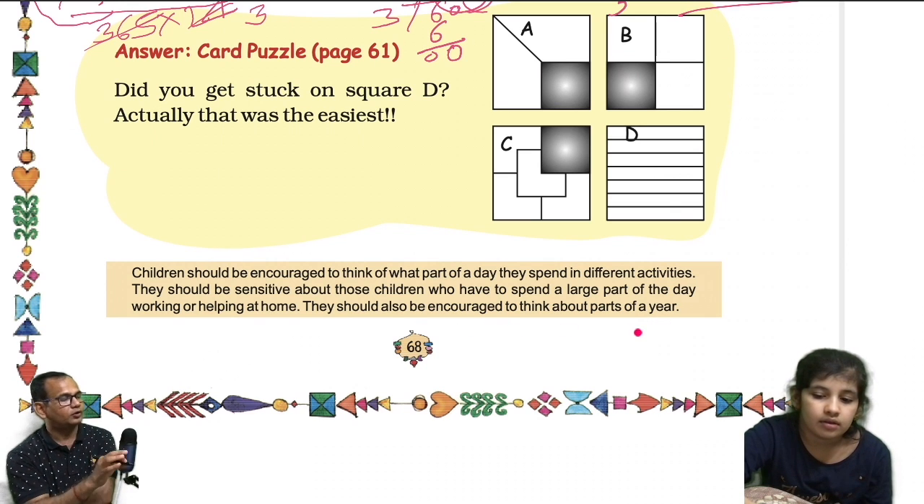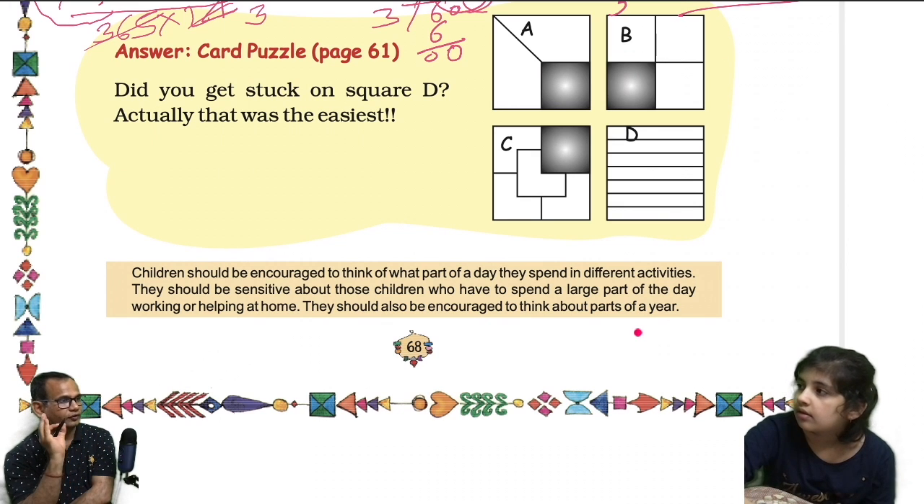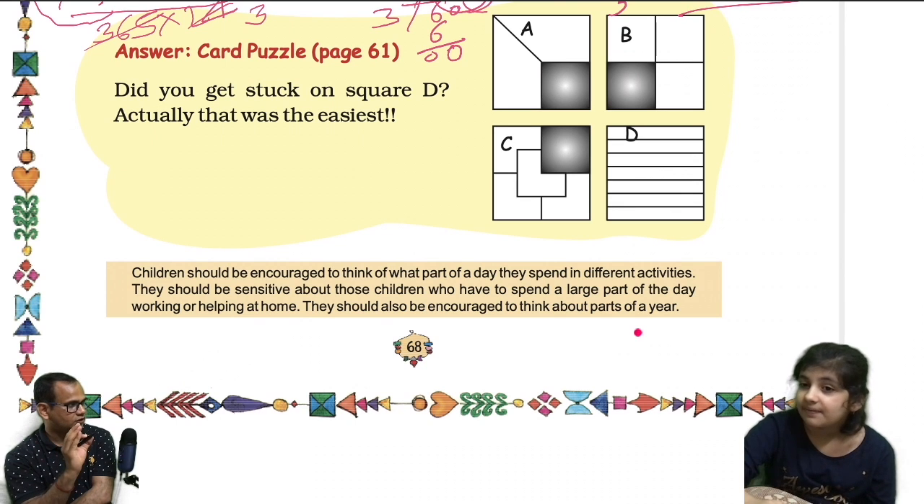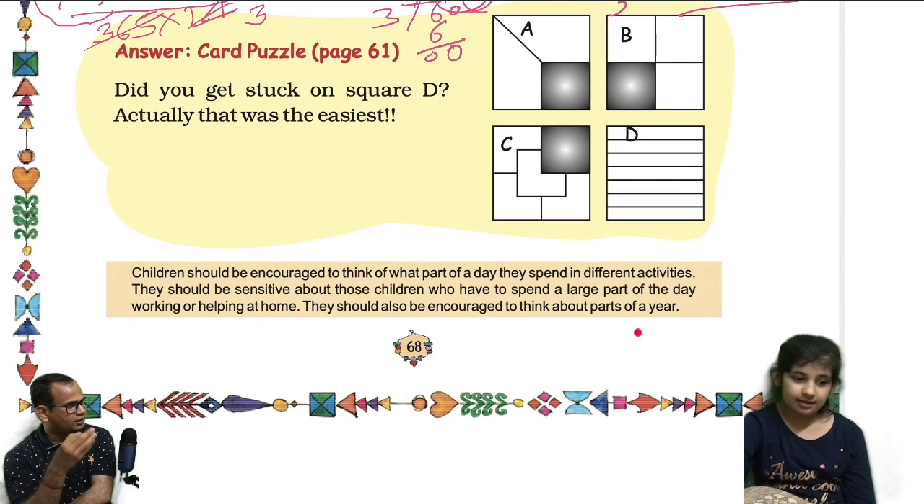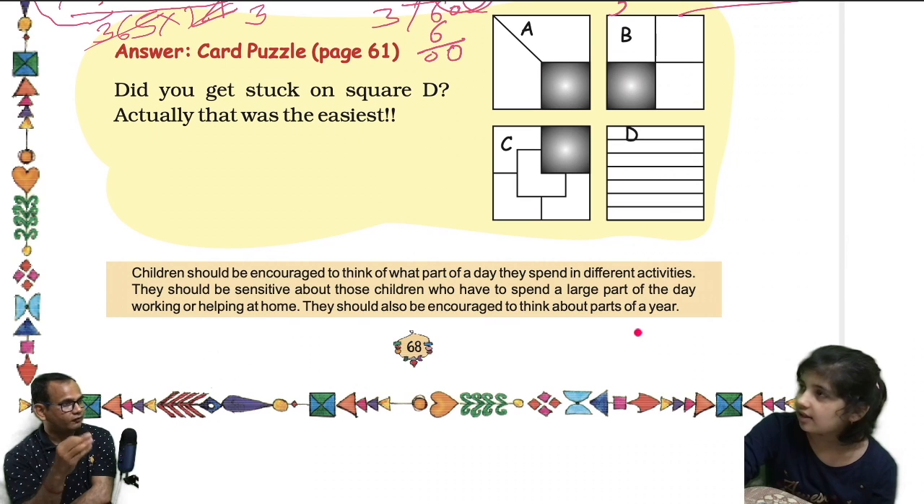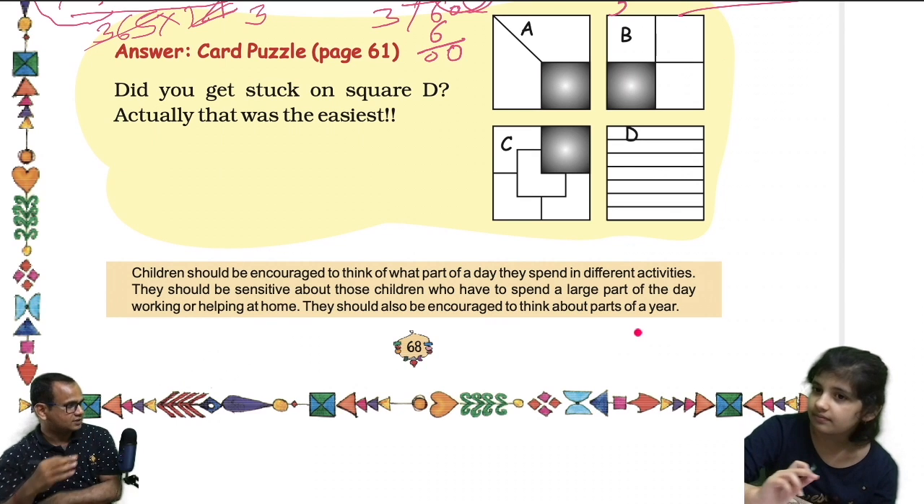Okay, now you have to tell me, Havisha, what part of a day you sleep, what part of a day you play, and what part of a day you study. I don't have a fixed time. Okay, each day you say. Each day I don't have a fixed time. Every day it is changing, right?